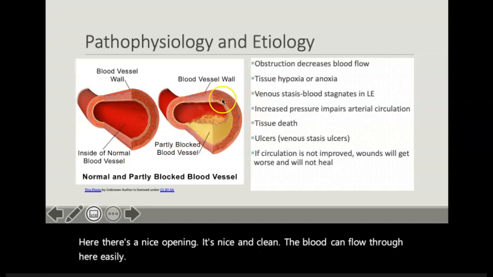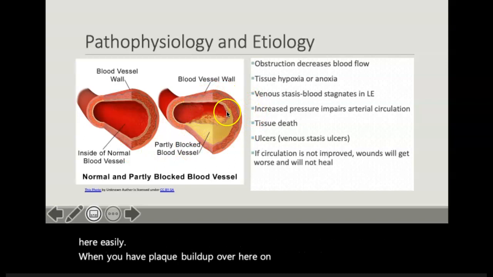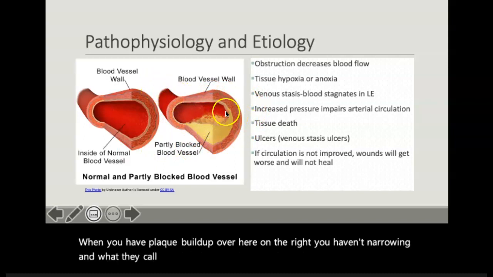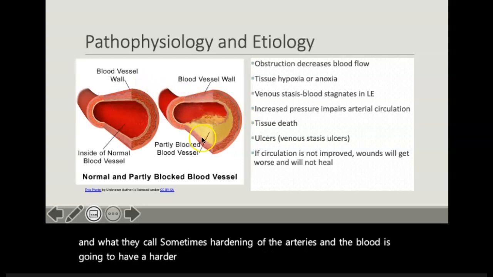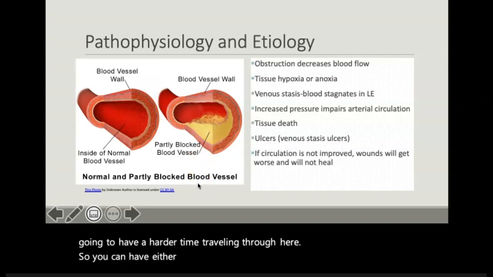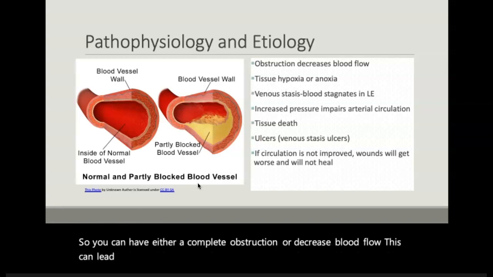When you have plaque buildup over here on the right, you have a narrowing and what they call sometimes hardening of the arteries. And the blood is going to have a harder time traveling through here. So you can have either a complete obstruction or decreased blood flow. This can lead to tissue hypoxia or anoxia.